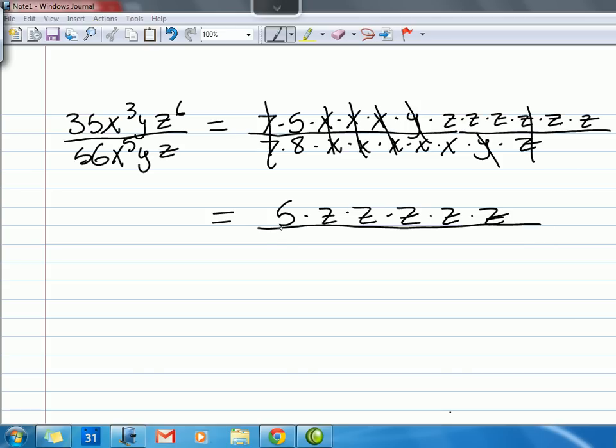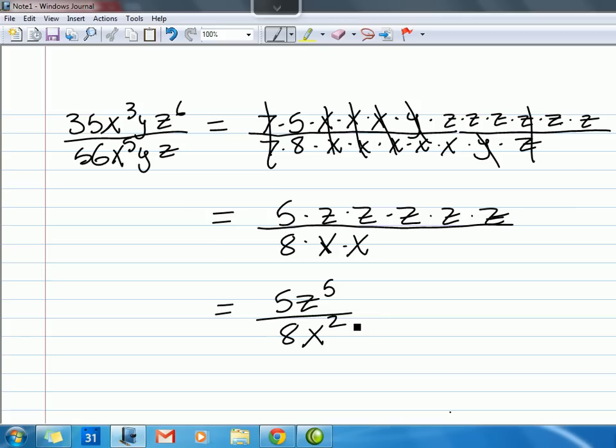And in the bottom, we have an 8 left. We have an x, another x, and that looks about it. So with all that being said, what we have left in the top is 5z to the 5th, and in the bottom, 8x squared. So as you can see, those are all the tools that we're using to divide these monomials, or if some of the directions will just say simplify.